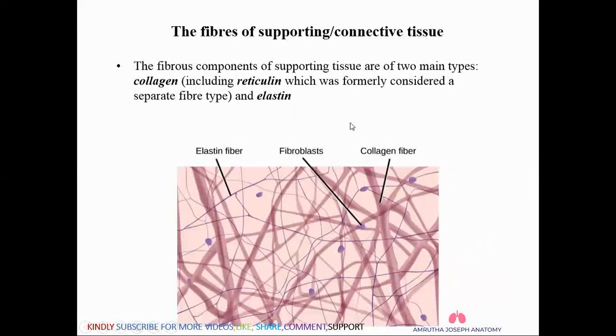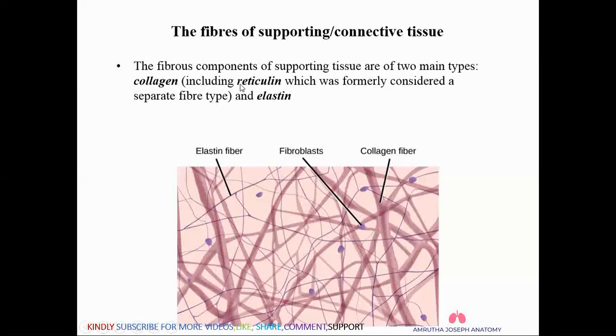Now coming to the fibers of connective tissue. You should remember here that connective tissue has two components, cells and extracellular matrix. So we have seen the cells. Now coming to extracellular matrix, it has fibers and ground substance. First of all, we are going to see fibers. There are different types of fibers in connective tissue. Broadly they can be divided into two types: collagen fibers and elastic fibers. Elastin fibers and collagen fibers.